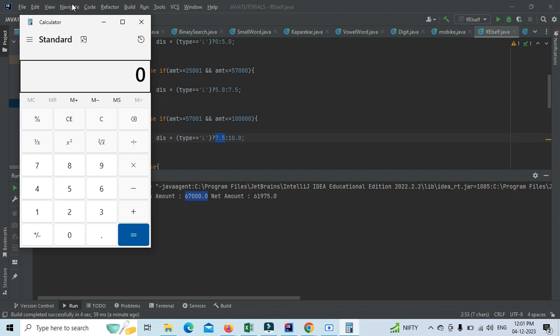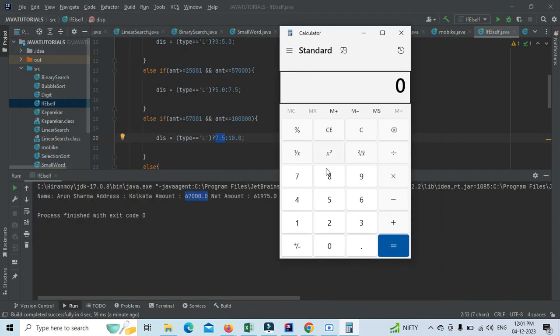Now let's validate that. Our percentage discount is 7.5. We gave the amount as 67,000, into the percentage. If we convert the 7.5 into a percentage, it is divided by 100, so we can say 0.075. If we multiply 67,000 with 0.075, it would give us the discount amount. So this was the discount amount, 5025.